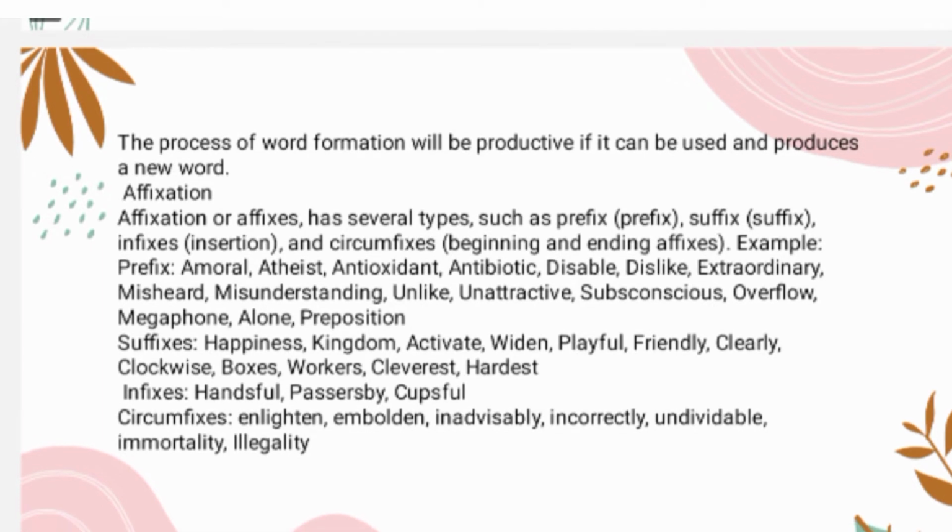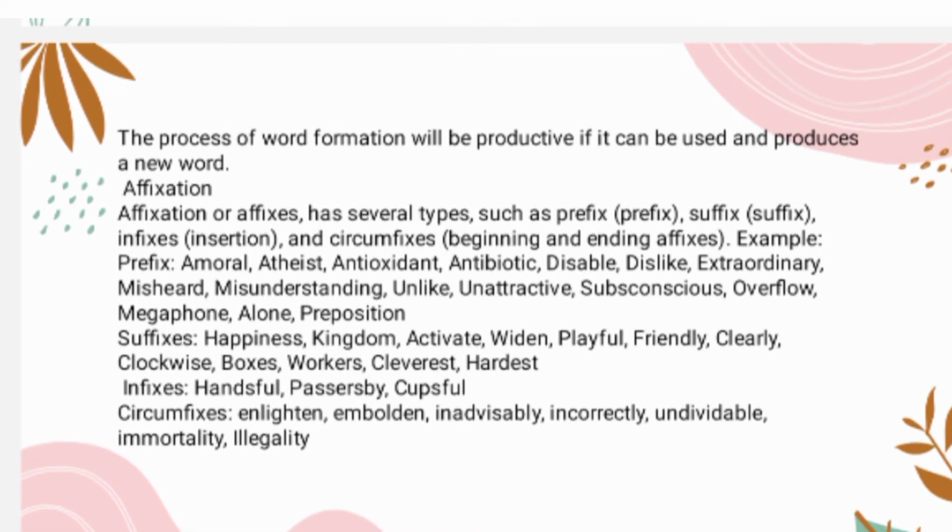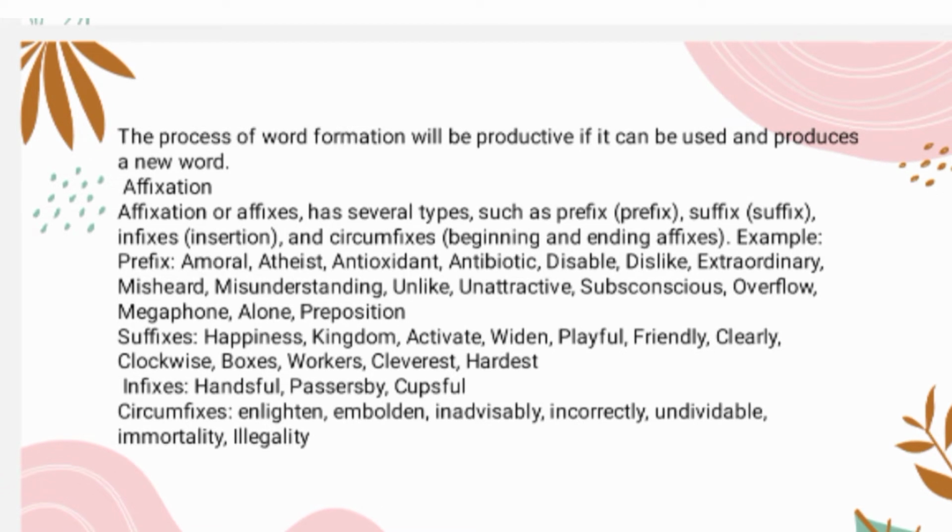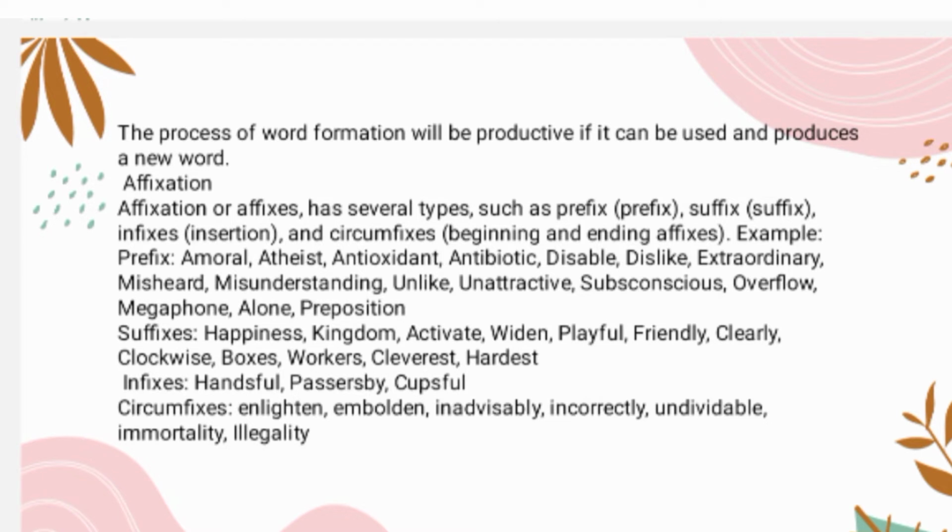Affixation or affixes has several types such as prefix, suffix, infix, and circumfix, beginning and ending affix. Examples of prefix: amoral, atheist, antecedent, antibiotic, invisible, dislikes, extraordinary, misunderstanding, unlike, unattractive, sub, subconscious, overflow, megaphone, alone, preposition.